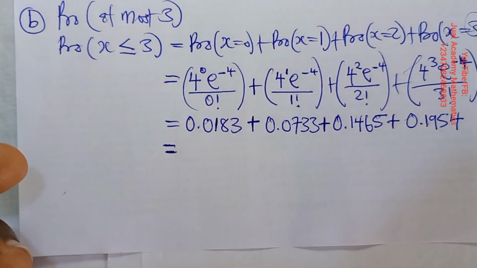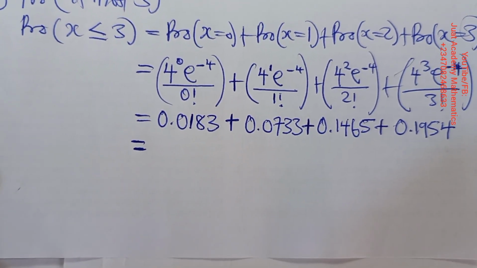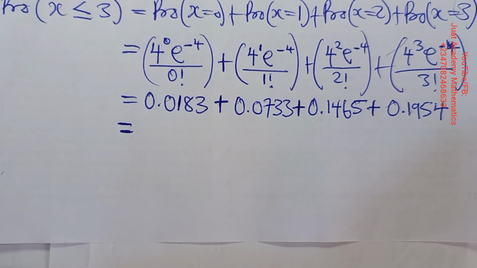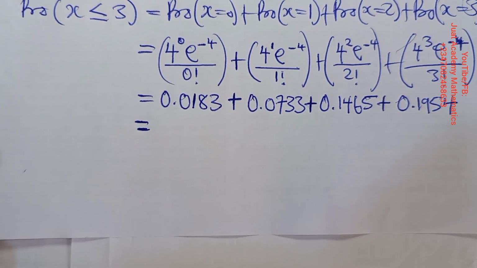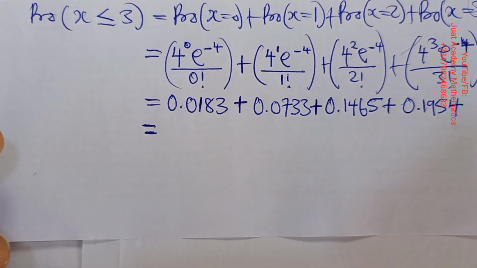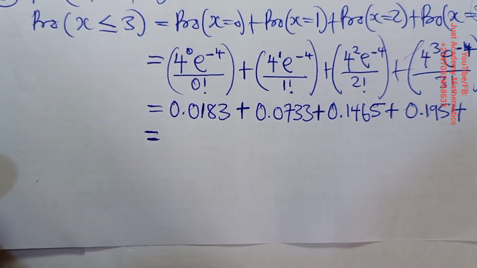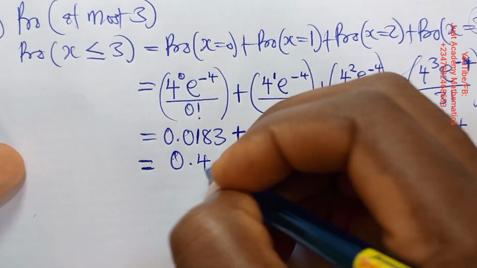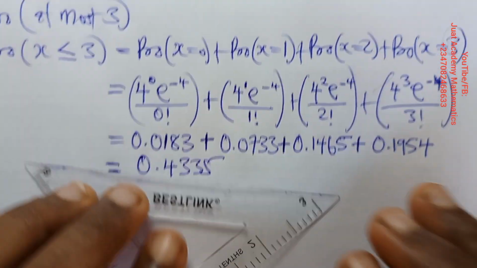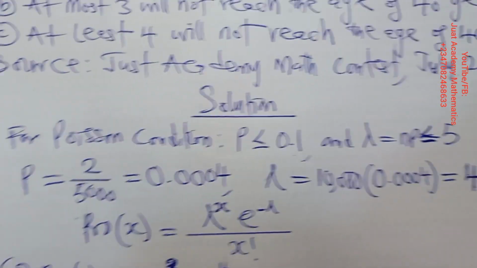So that is 0.0183 plus 0.0733 plus 0.1465 plus 0.1954. I don't even know why I started solving this again; we have solved it before. So everything will give me 0.4335. That is the answer for the at most 3.